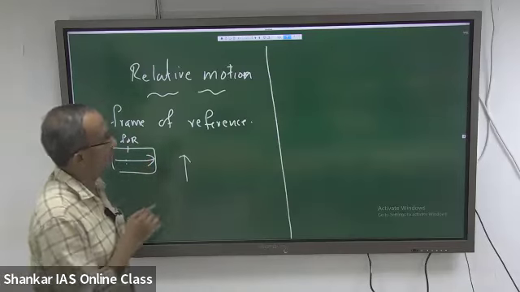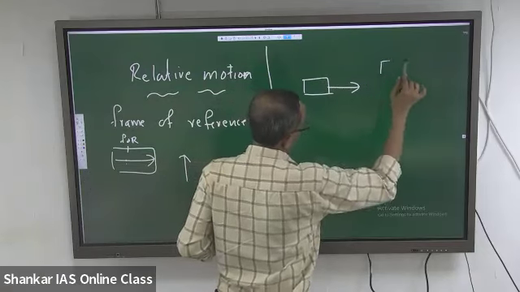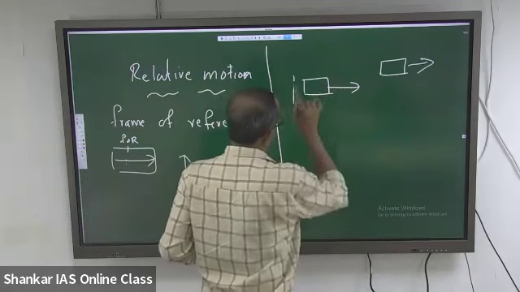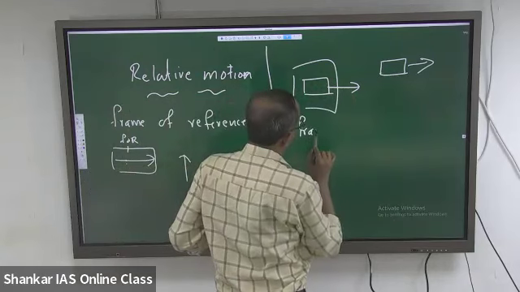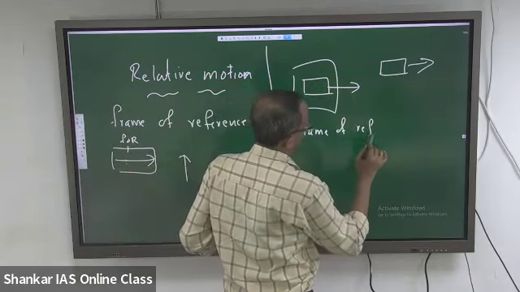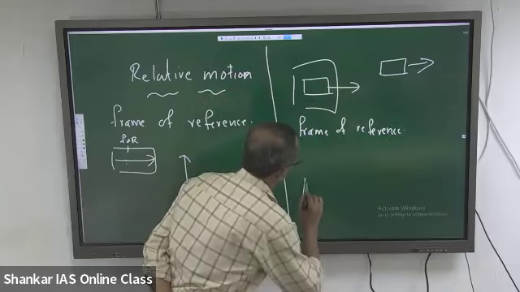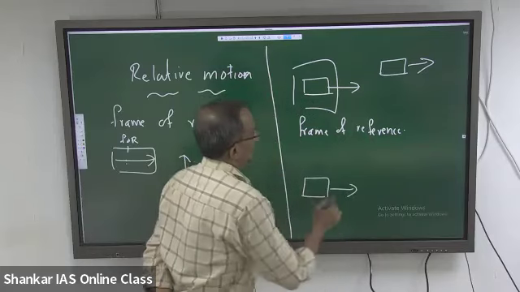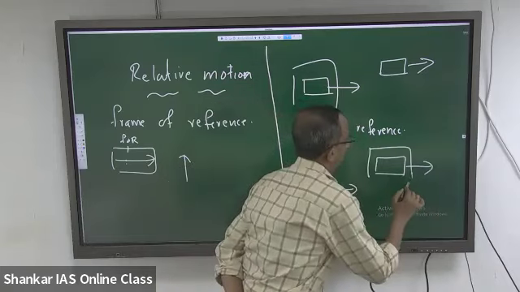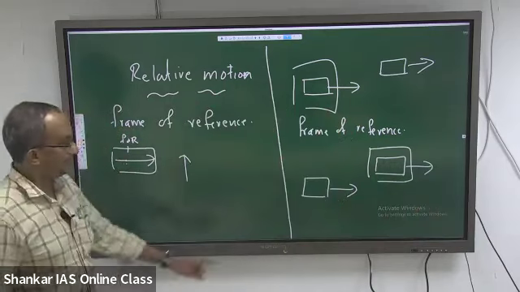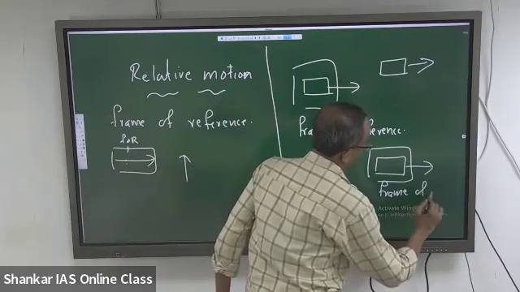Now, suppose one car is moving. Another car also is moving in the same direction. But the observer is sitting in this car. Then this car is the frame of reference. Suppose the car is moving like this, and here also another car is moving, and the observer is sitting in this car. Then this car is considered as the frame of reference.